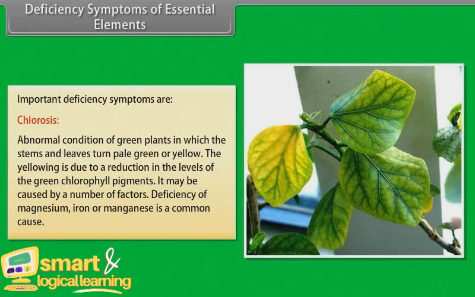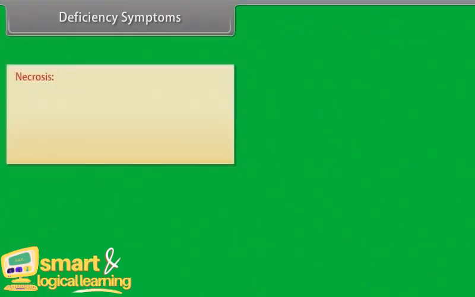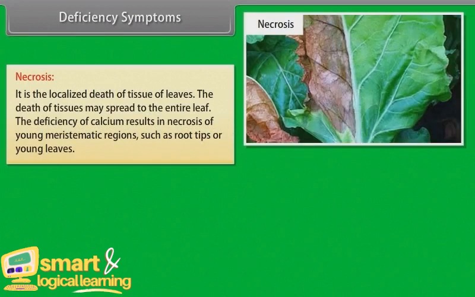It may be caused by a number of factors. Deficiency of magnesium, iron or manganese is a common cause. Deficiency symptoms. Necrosis. It is the localized death of tissue of leaves. The death of tissues may spread to the entire leaf. The deficiency of calcium results in necrosis of young meristematic regions, such as root tips or young leaves.